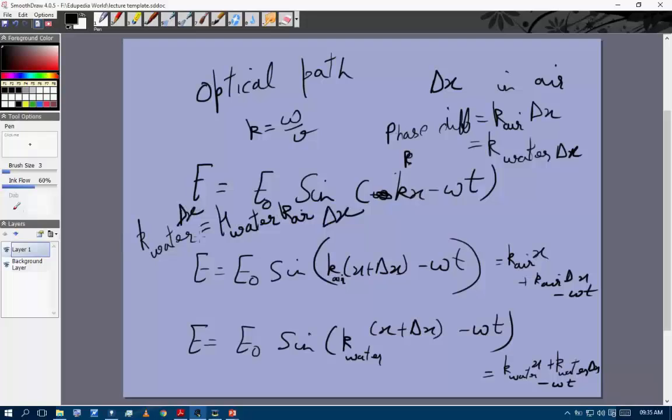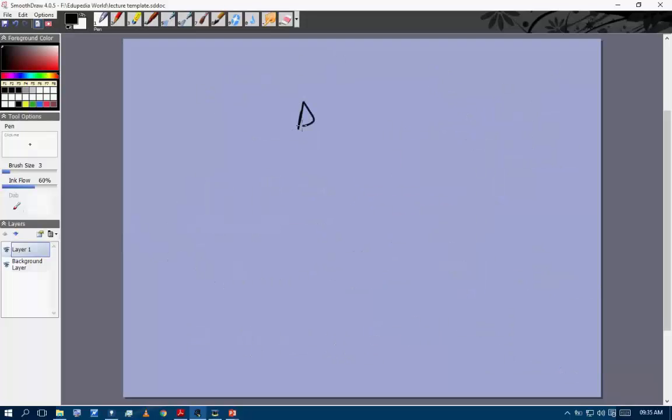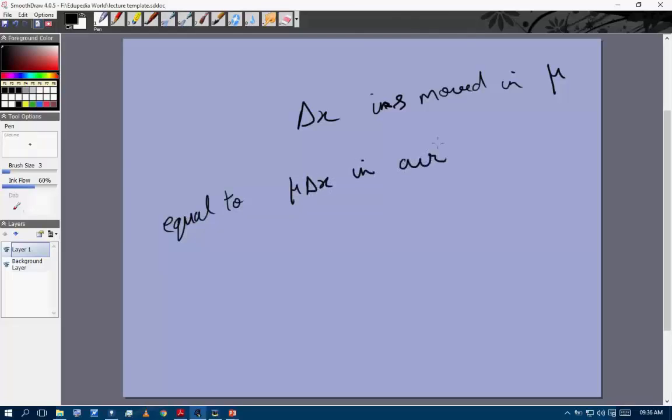The whole point of this is to tell you that if delta x is moved in a medium of refractive index mu, it is equal to a movement of mu delta x in air. And so mu delta x is called the optical path.